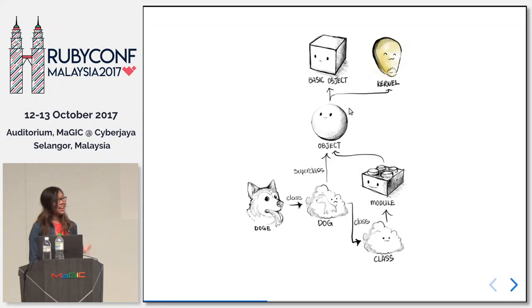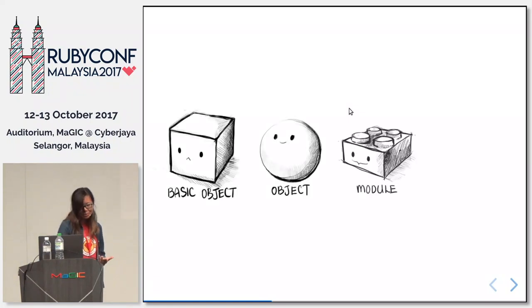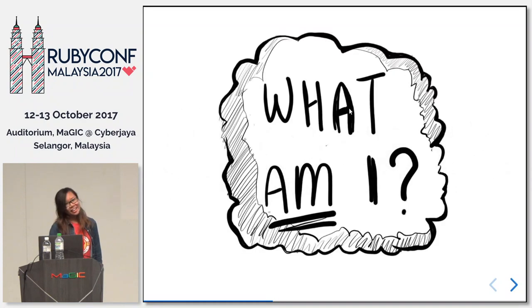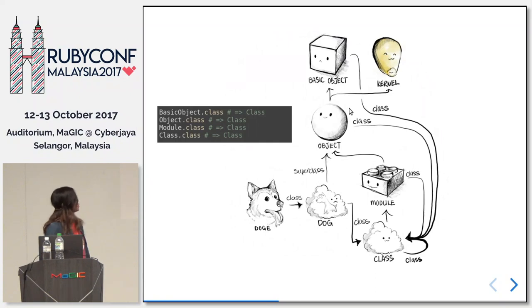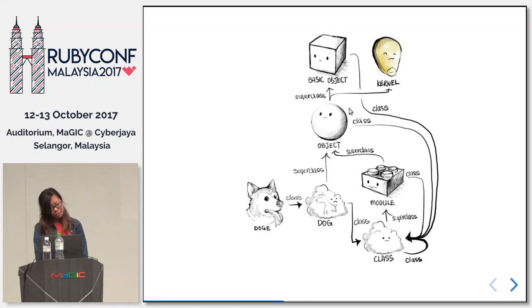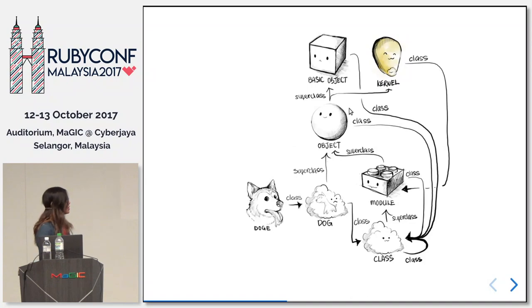Yet this was not the end. Soon even the most ancient of objects began questioning their own existence. BasicObject, Module, Class, all of them asked, what am I? And it turned out that all of them were classes, and they remembered who had begotten whom. Kernel asked herself the same question. She discovered that she was a module and remembered that she had no parent to speak of. And so this was the world that all the objects knew, and some of them thought the arrows were getting a little bit messed up, but they lived with it.